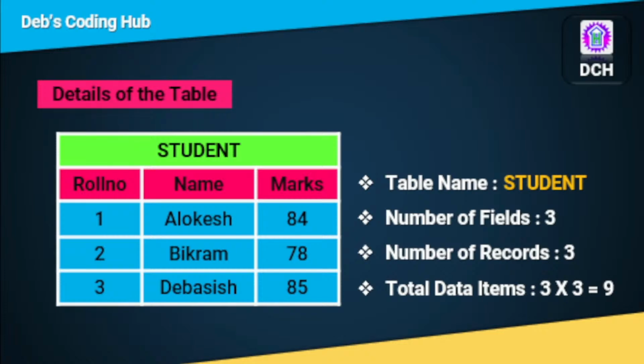Remember, the column headings or the field names are not considered as data, because they are the parameters according to which data will be stored for a student. They are not actually the data. They are parameters for data. They are the headings under which data will be stored.